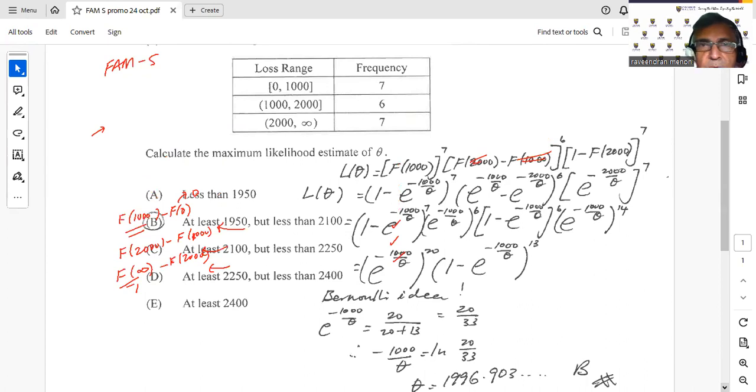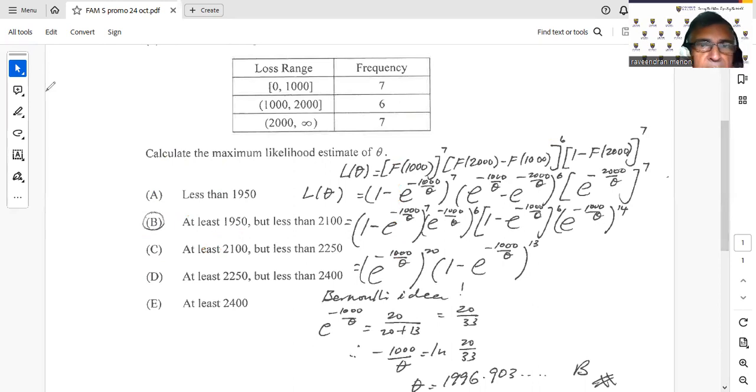By the way, we are asked to calculate the maximum likelihood estimate of theta. I did not read that part of the question out. But anyway, let's go ahead and set up the likelihood function.